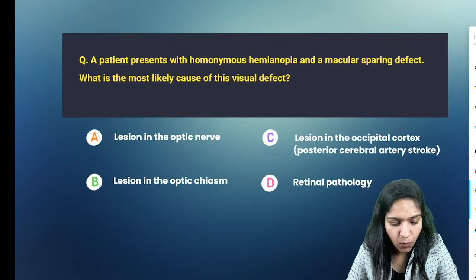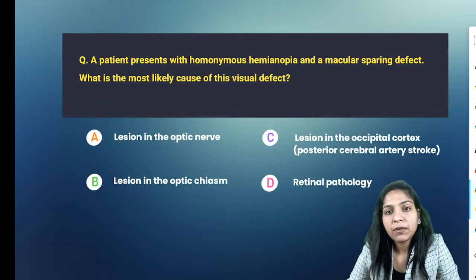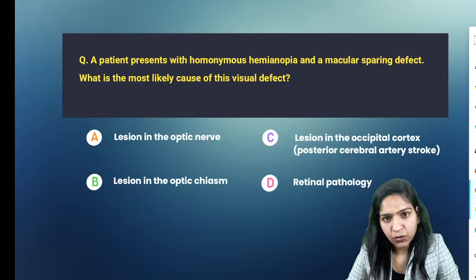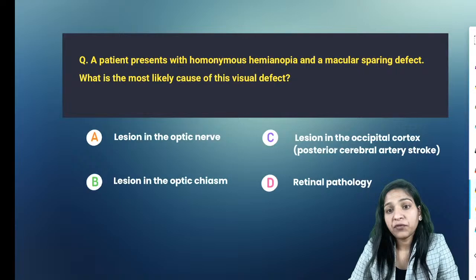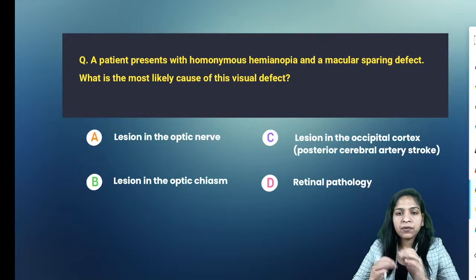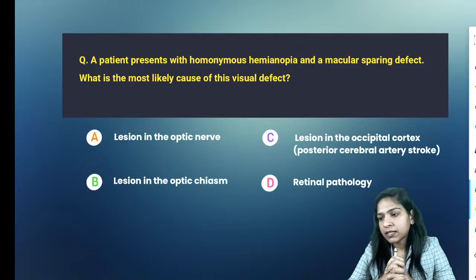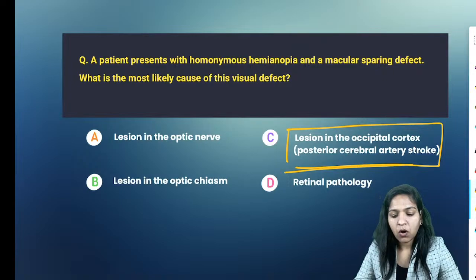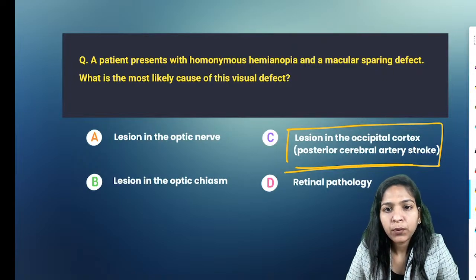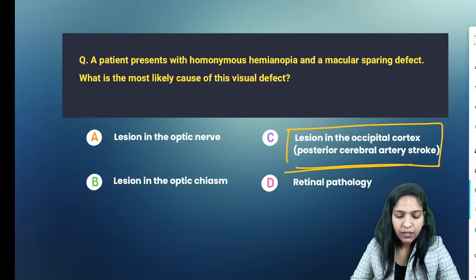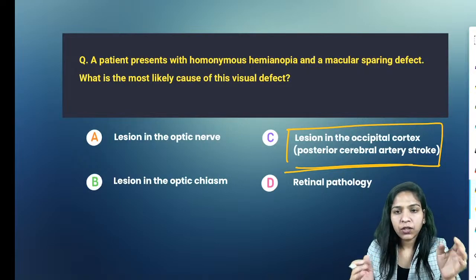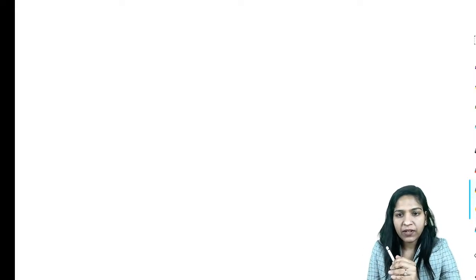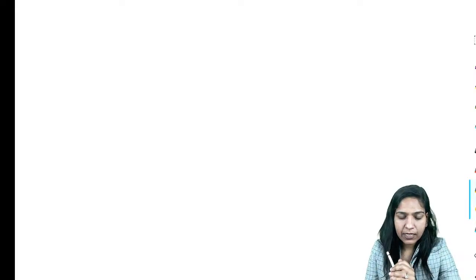So the next question was, the patient presents with homonymous hemianopia and a macular sparing defect. What is the most likely cause of this visual defect? Right? This also I have taught you very well in my videos. So I'll just be revising it for you guys. So in this, the correct answer was lesions in the occipital cortex, or it can be due to the posterior cerebral artery stroke. Right? So I'll be just revising with you the visual field defects which are caused due to the neurological abnormalities, right?